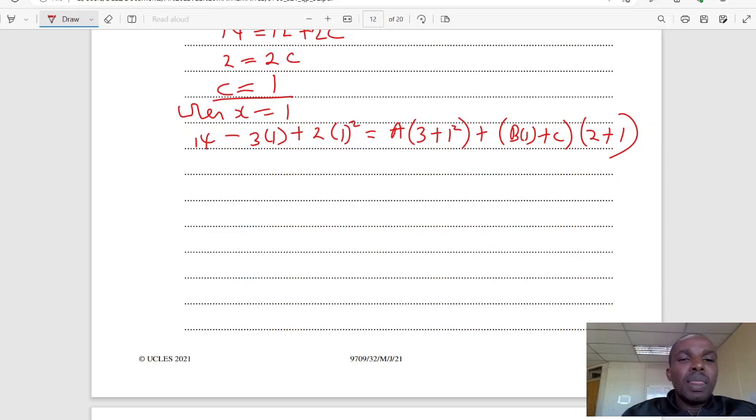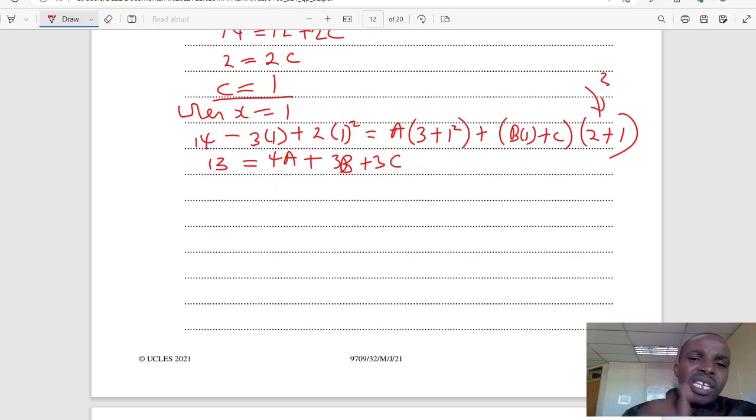Let me just simplify. 14 minus 3 times 1 is 3, then plus 2. You get 13 equals A times 4, it will be 4A, because 1 squared is 1, plus 3 is 4. 4 times A is 4A. Then plus B, C, this side will be reduced to 3. So it will be 3 times B, 3B, then 3 times C, plus 3C.